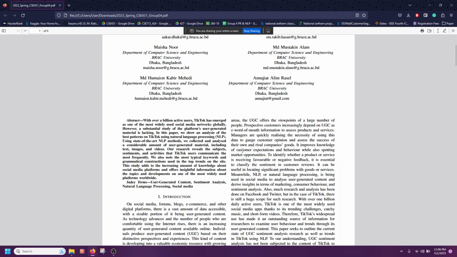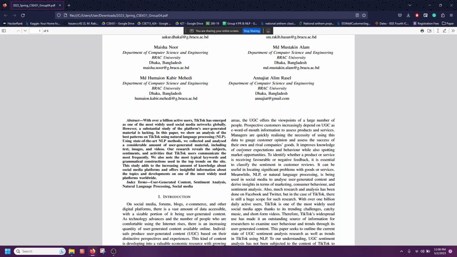So, with over a billion active users, TikTok has emerged as one of the most widely used social media networks globally. However, a substantial study of the platform's user generated material is lacking. In this paper, we show an analysis of the best patterns on TikTok using natural language processing. Using state-of-the-art NLP methods, we collected and analyzed a considerable amount of user-generated material, including text, images, and videos.